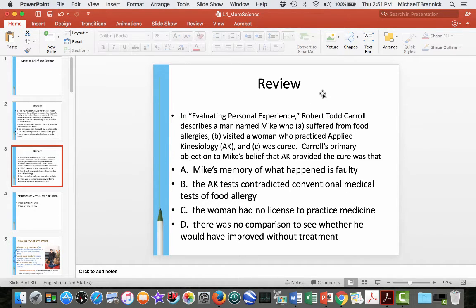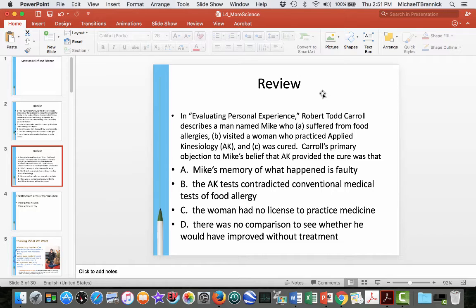And the other review question: in evaluating personal experience, Robert Todd Carroll describes a man named Mike who suffered from food allergies, visited a woman who practiced applied kinesiology, and was cured. Carroll's primary objection to Mike's belief that applied kinesiology provided the cure was A, Mike's memory of what happened is faulty, B, the AK tests contradicted conventional medical tests of food allergy, C, the woman had no license to practice medicine, or D, there was no comparison to see whether he would have improved without treatment.